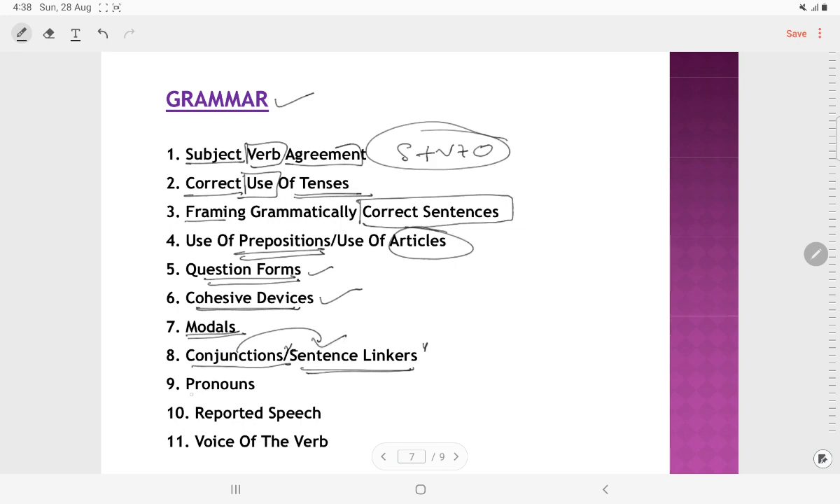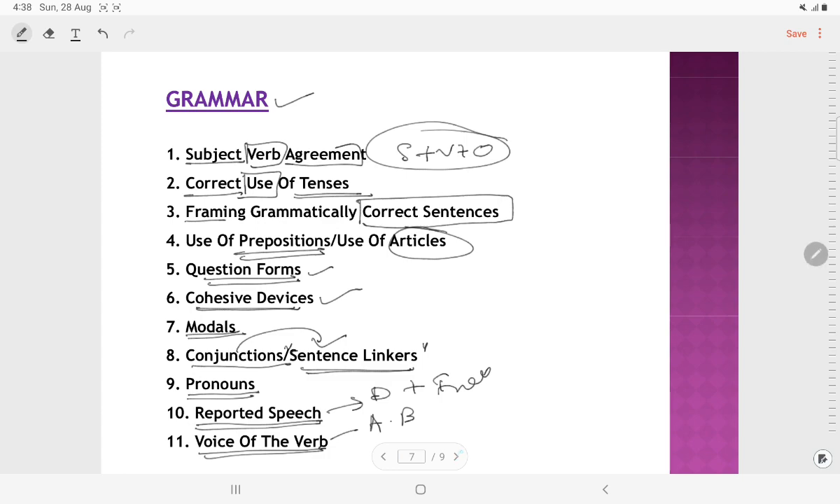Next, pronouns, reported speech, and voice of the verb, in other words active voice and passive voice. Reported speech is nothing but direct speech and indirect speech. Okay, these are the elements of grammar.